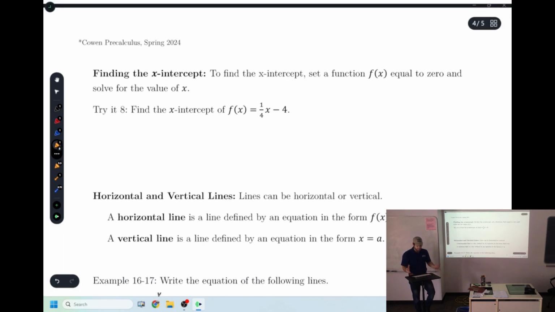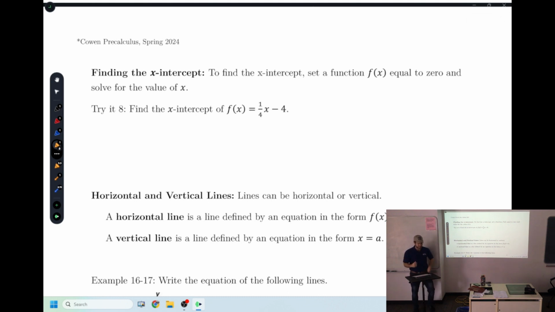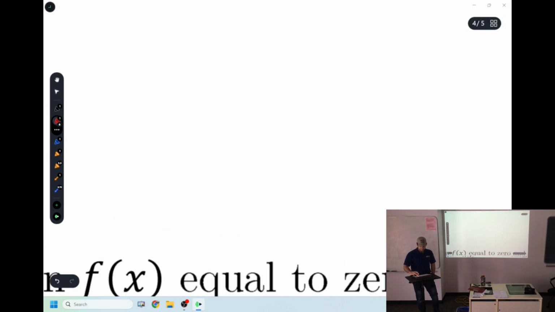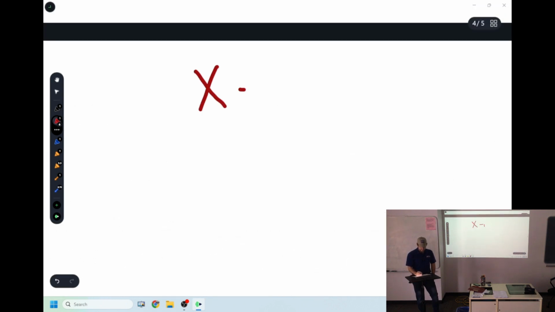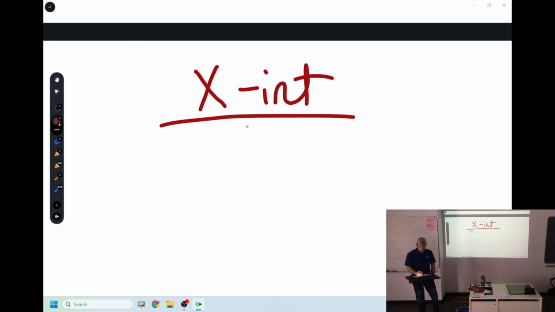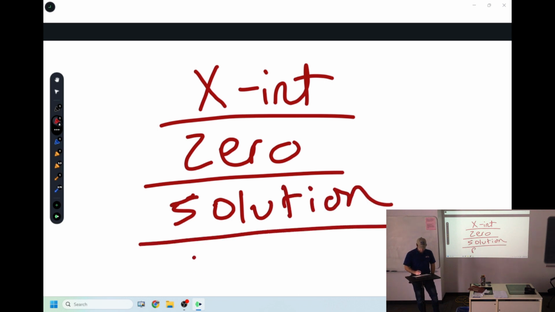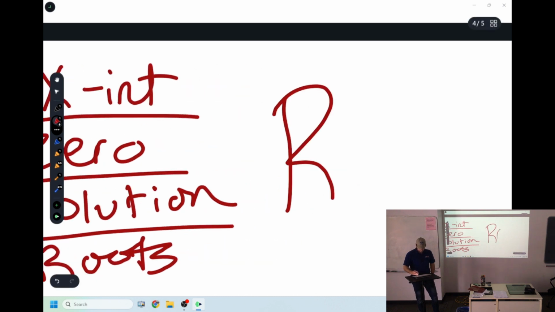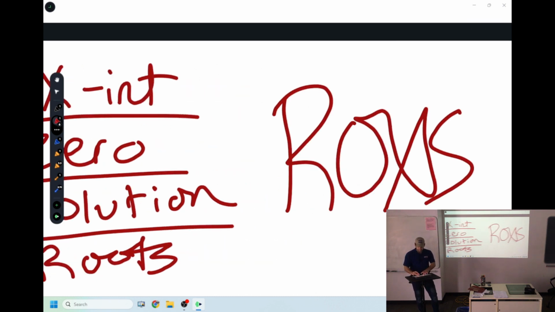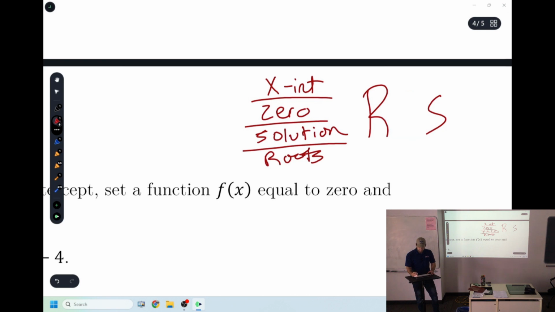X-intercepts are really fun because they're actually pretty darn easy. We've already defined them, we've already said them a bunch of times. What's another word for x-intercept? An x-intercept can also be called a zero, solution, or root, also known as ROCKS, if you want to try to remember that acronym. It's not a good one.